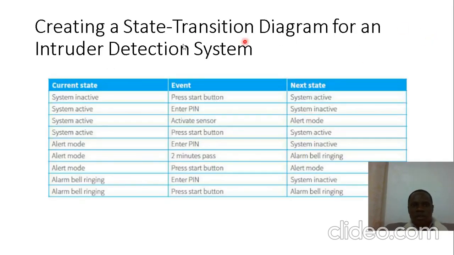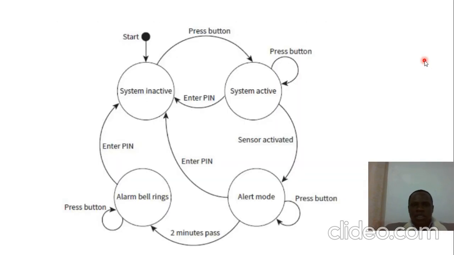Some of the state transition diagrams you can create show the current state, the event, and the next state. The current state is system inactive. Press the button, and the system is active. That is an event you did, so that you know the next state. If the system was active, then you enter the pin, and the system becomes inactive. With the system active and the sensor active, then alert mode. All those are just part of the state transition diagram.